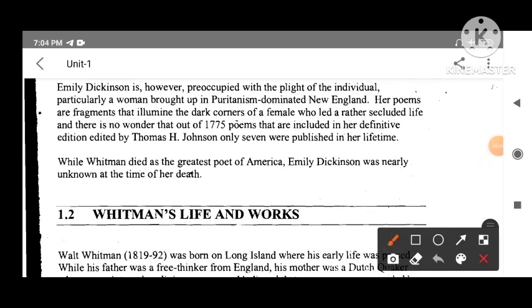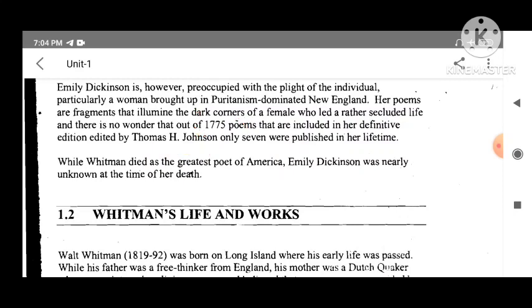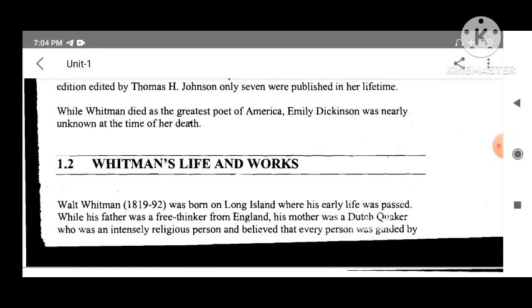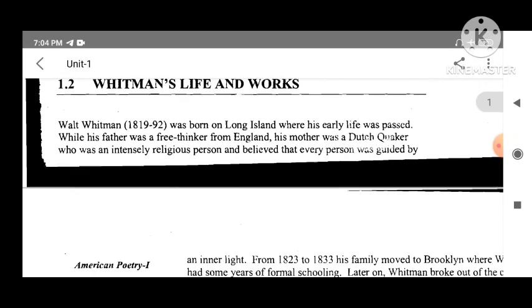Here it is, the number of poems is 1775 poems, as in the definitive edition edited by Thomas H. Johnson, only 7 were published in her lifetime. While Whitman died as the greatest poet of America, Emily Dickinson was nearly unknown at the time of her death. So, Whitman's life and works.